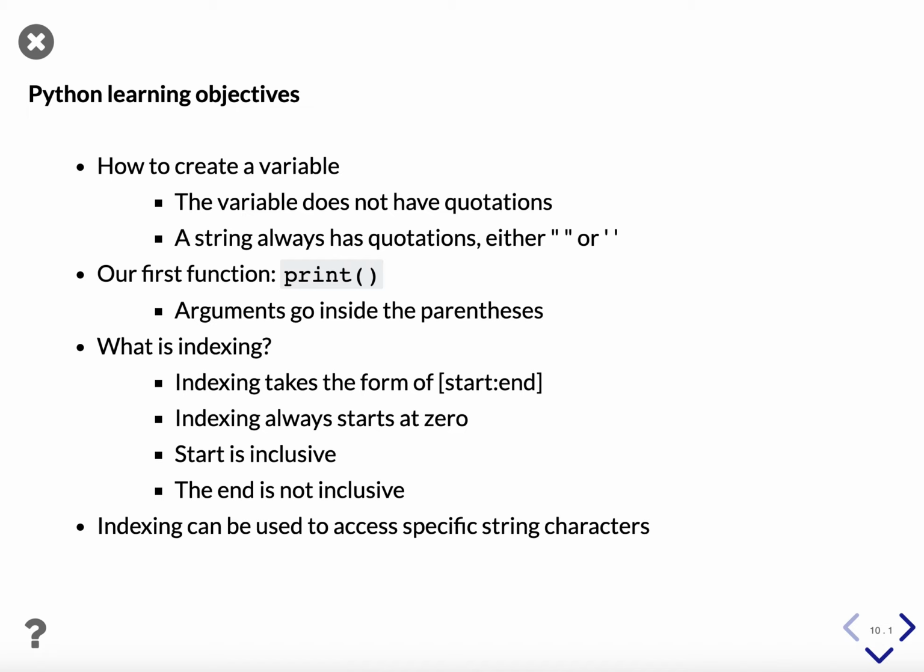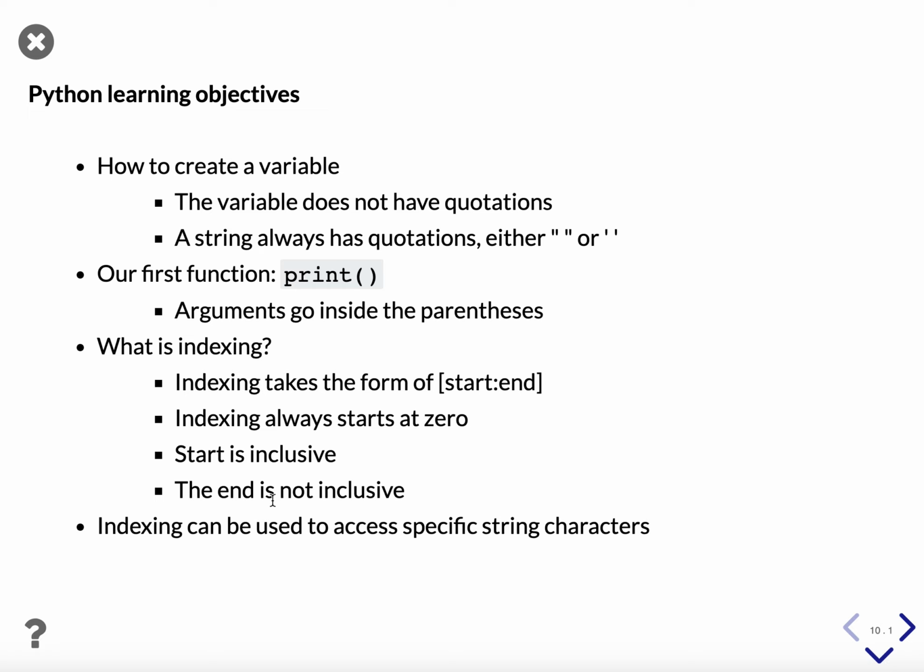We learned about indexing. This is one of the most foundational, fundamental concepts we will learn in this course. Indexing takes the form of square brackets with a start and an end. Index always starts at 0, not at 1 in Python. The start value is inclusive. The end value is not inclusive. It will go up to but not including the end value. These 3 points are critical in Python. Indexing starts at 0, the start value is inclusive, the end value is not inclusive. Put those into memory as soon as possible. It will come in handy.